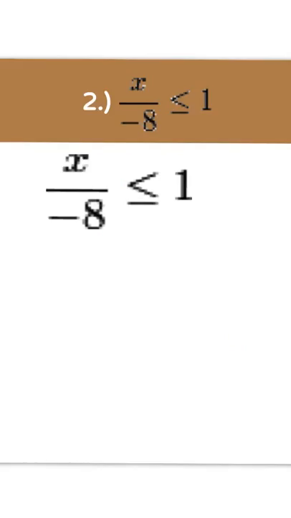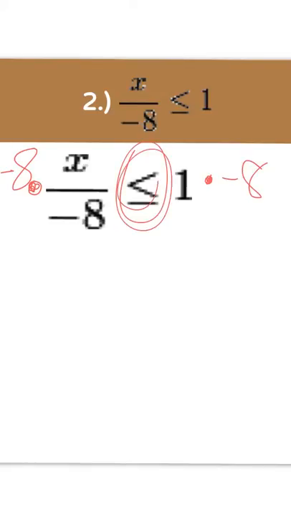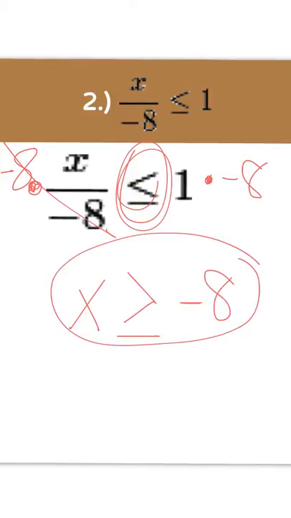Number 2, x divided by -8 is less than or equal to 1. Since you are dividing by a -8, that means you will have to multiply times a -8, and because it's negative, that means you need to flip your sign. It will no longer be less than or equal to, it will be greater than or equal to. We will cancel out the -8 and leave just x. Then you have a positive times a negative is a negative, and 1 times 8 is 8. Your answer would be x is greater than or equal to -8.